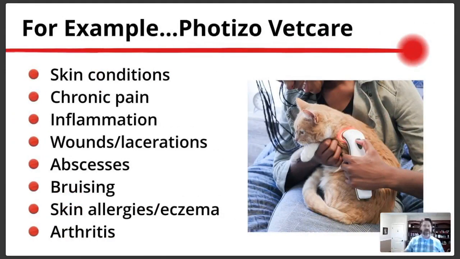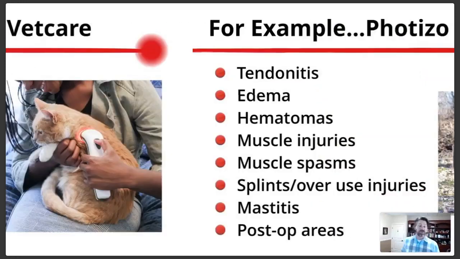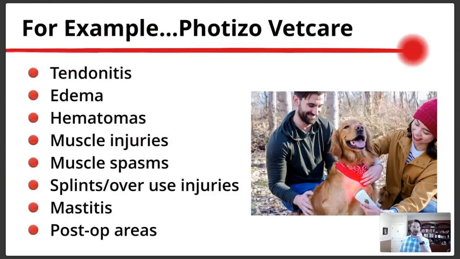You put it on the painful area, you push the button, and it treats. Now the Vet Care has lots of great indications because in the veterinary world, you can talk about what it'll actually do without having to make FDA approved claims. And so the veterinary unit does a number of things: pain, inflammation, wound care, abscesses, bruising, arthritis, and so on.